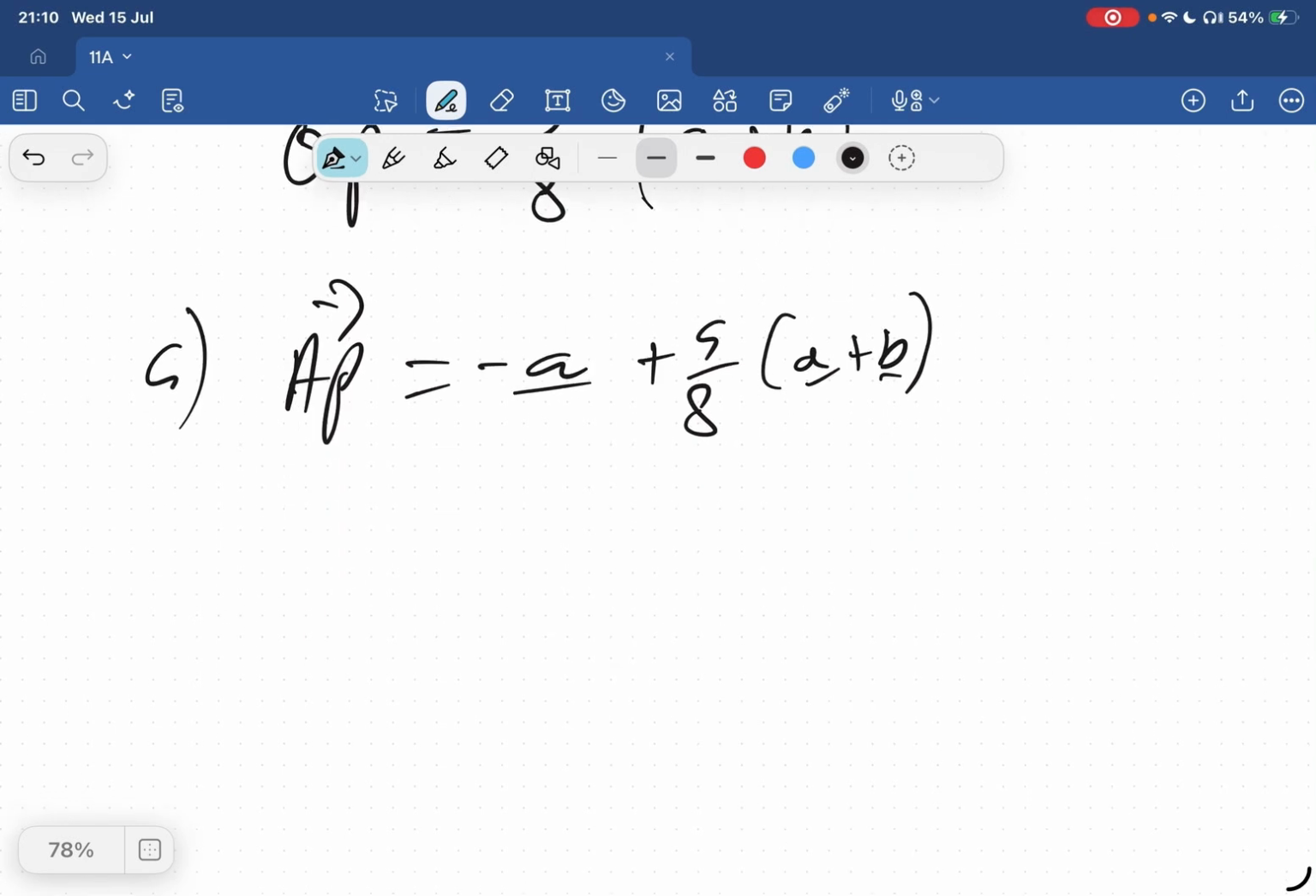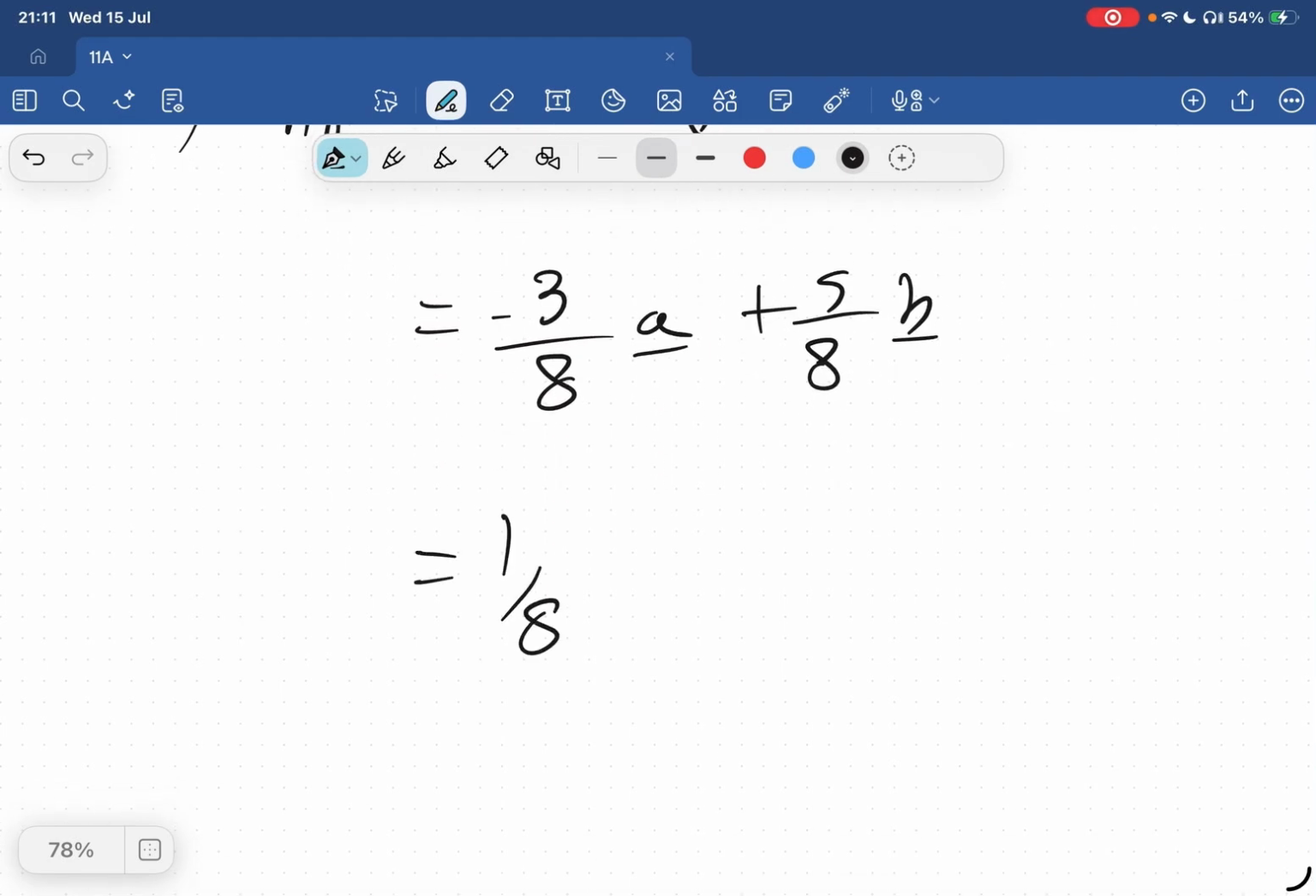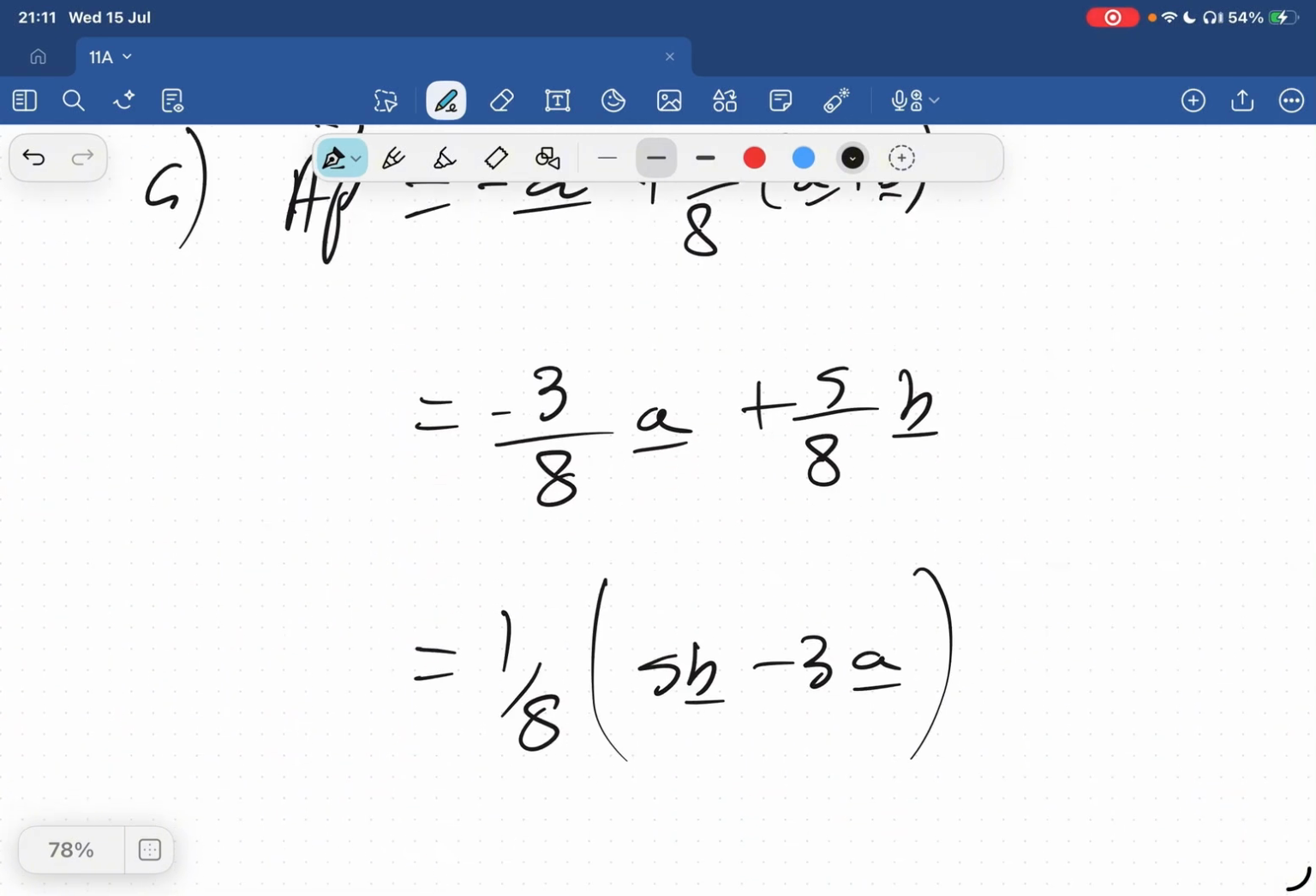Don't leave the question here. There's simplifying that we can do. So we've got 5/8 A minus 1, so this is negative 3/8 A, and then plus 5/8 B. You can do this how you like. Maybe this final step is a bit extra, but that is question 7.